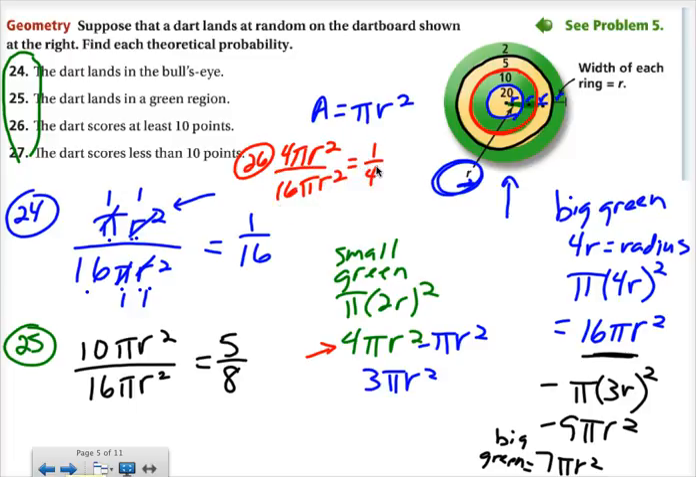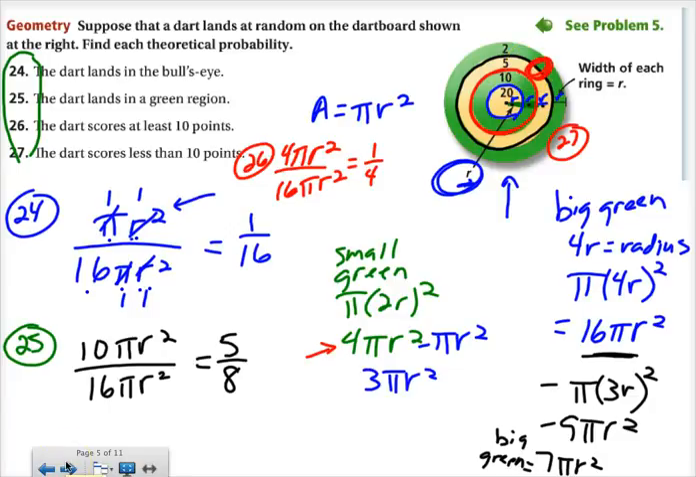So now, one more to go. 27. The dart scores less than 10 points. So you take a peek and you say, all right, where up here are we talking about stuff that would be less than 10 points? Well, that's the 5 or the 2. And again, we've probably already done the math for that, because that's going to be the green and the yellow.